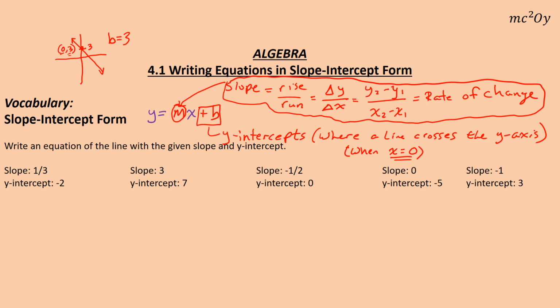So for instance, on this first one, write an equation of a line with the given slope and y-intercept. Well, that means if my slope is 1/3, that means m is 1/3. My y-intercept is -2, that means b is -2. So what I can do is use my equation, y equals mx plus b. I keep the y and the equals and the x the same. I substitute 1/3 in for m. And I substitute -2 in for the plus b. Okay, and that is my equation. So y equals 1/3 x minus 2.